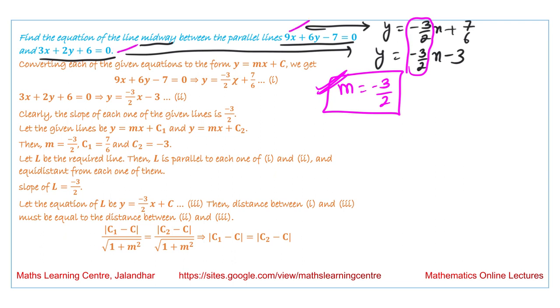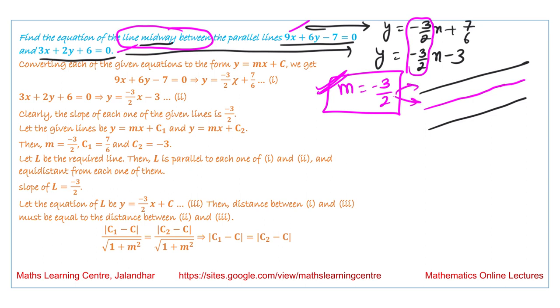Now what we have to calculate is the new line, given that these are the two lines we are talking about. We have to find the equation of a line which is parallel to both these. The slope of all these lines is minus 3 by 2, and it should pass midway between these two lines. So suppose the equation of this required line is y is equal to minus 3 by 2x plus some value c.